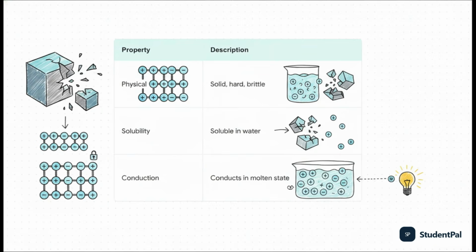Now let's look at the properties of these incredible ionic compounds. Physically, they are solid and hard, but surprisingly brittle under pressure. They'll shatter into pieces. But here is the most fascinating part, and honestly a classic exam favorite: electrical conduction. Ionic compounds do not conduct electricity in their solid state, simply because their rigid structure prevents the ions from moving around. But if you melt them down into a molten state, the heat overcomes those forces. The ions finally have room to move freely, and suddenly they conduct electricity perfectly.